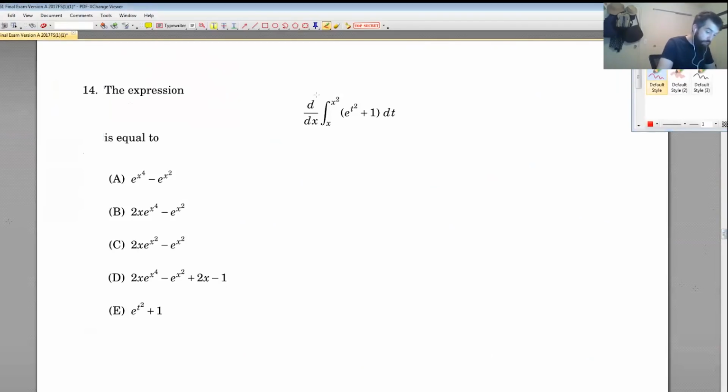Any problem that involves the derivative of one of these integrals where up in the limits of integration are variables, not values, is going to be a fundamental theorem of calculus problem. I don't always put the d/dx out the front. I might say f of x is equal to this, and then somewhere else say f prime of x is equal to blah. I might hide the derivative somewhere else, but whatever.